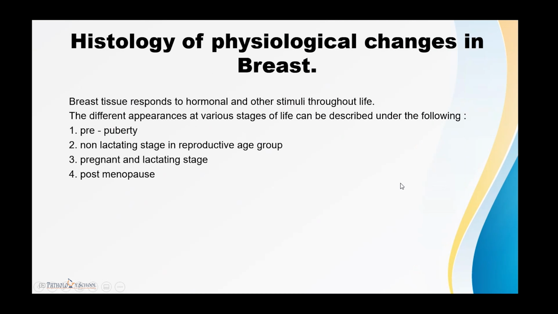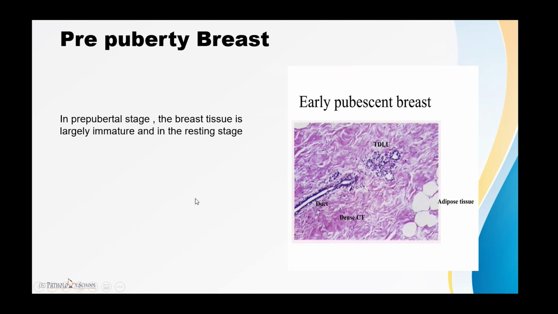The physiological changes in the breast as per the age show different histological appearances. Breast tissue responds to hormones and other stimuli throughout life. The different appearances at various stages of life can be described under the following subheadings: pre-puberty, non-lactating stage in reproductive age group, pregnant and lactating stage, and postmenopausal stage.